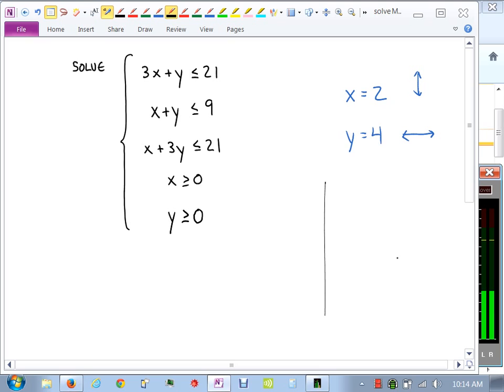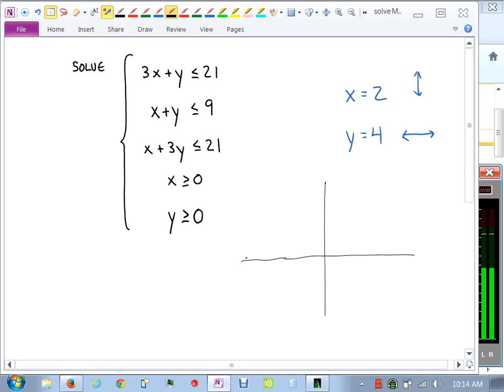But you won't need to. Just think about this for a second. Think about your plane here. If I say, hey, where is x bigger than or equal to 0? Are you on the right side or on the left side of the y-axis? Right side, right? X greater than or equal to 0 just means the right side.